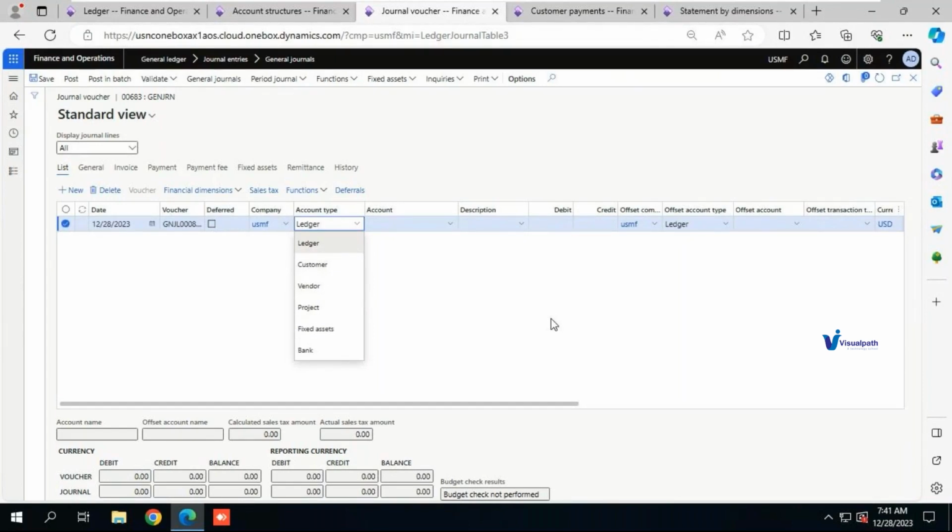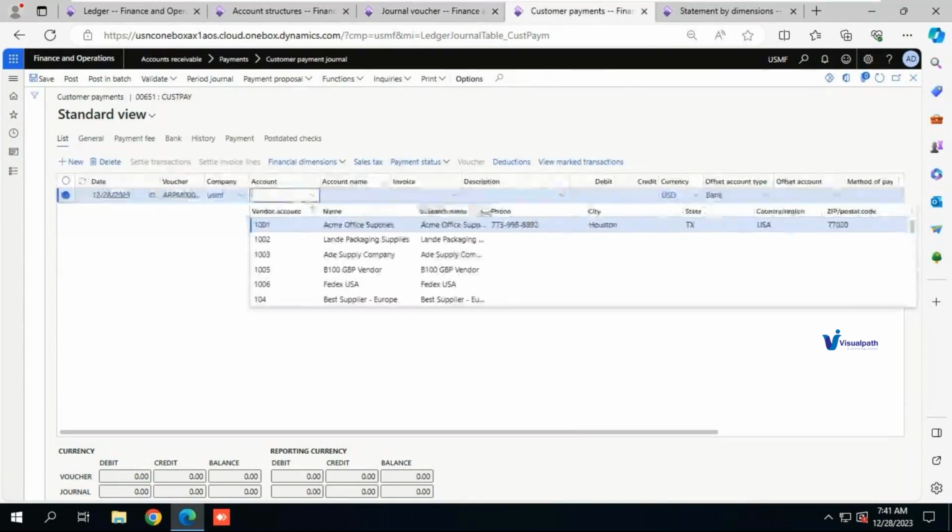Whenever I'm posting a journal voucher, JV, accountants use the word JV, journal voucher. Usually in a journal voucher, it is one account debit, one account credit. It may be ledger to ledger. Majorly, it is ledger to ledger. They will use the word JV. General journal here, JV. If it is a customer payment, it is customer to bank. If it is a vendor, vendor to bank.